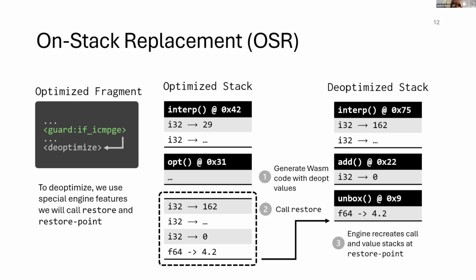So how do we do this? The idea with OSR would be that we have a special engine feature that when we generate all the values we need on the left-hand side in the optimized stack, so we generate the 162 and all these other values, we then call restore in some way, and the engine magically recreates the call and value stacks on the right-hand side. It gets us from the left to the right-hand side. So that's how we're thinking about possibly implementing OSR.